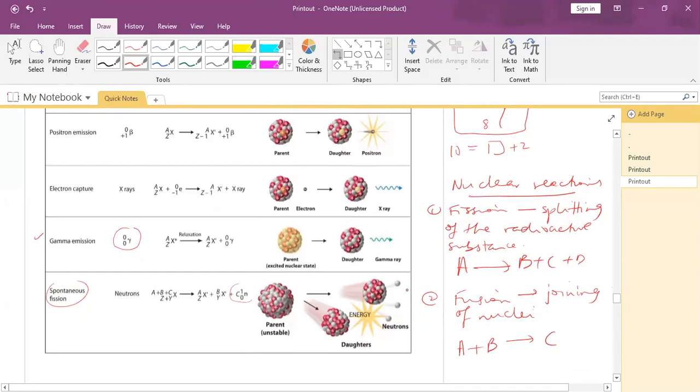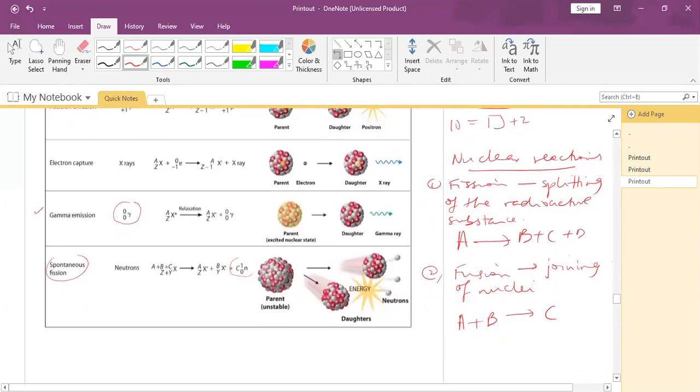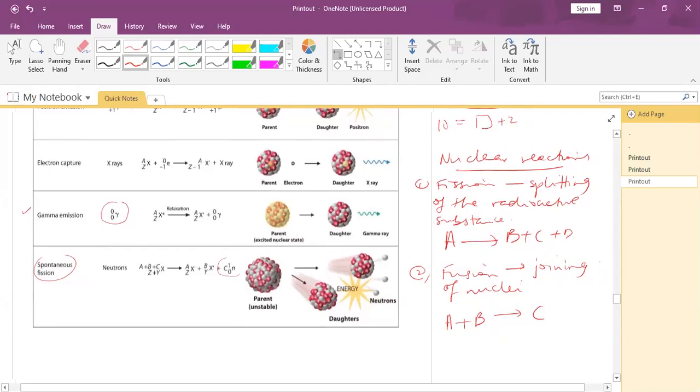So you should identify this when they give you the elements. If they are joining, you can say it's fusion. If they are splitting up, then you think of nuclear fission. And this generates a lot of energy. Like the atomic bomb, for example, was nuclear fission. Very powerful. It caused a lot of damage. And this is what is used to produce electricity. In nuclear reactors, they use nuclear fission mostly to generate a lot of energy for electricity and so on.